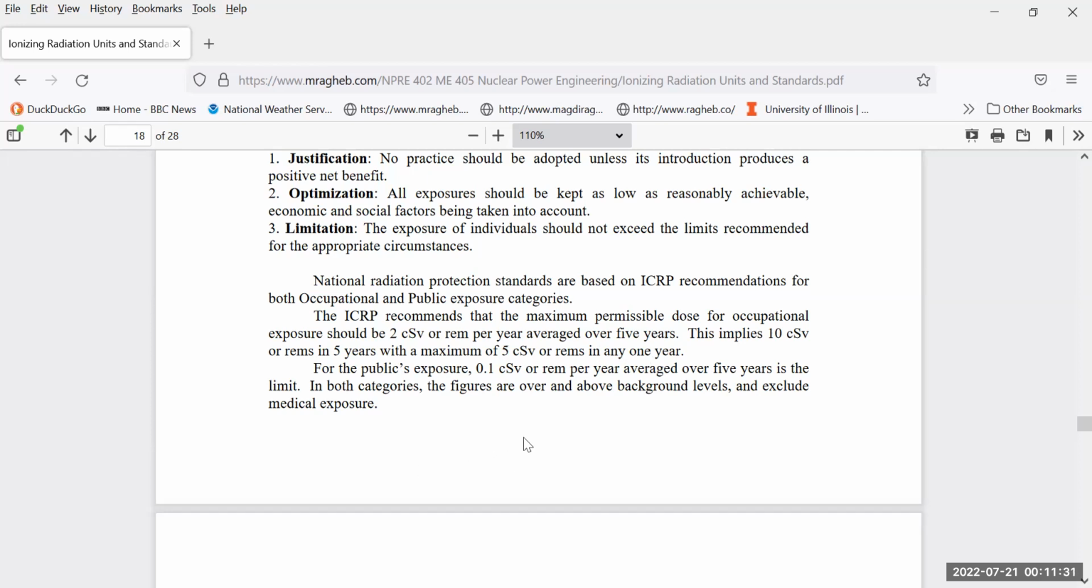For the public, the exposure is only within the range of 0.1 centisievert or rem per year, averaged over 5 years, as the limit.